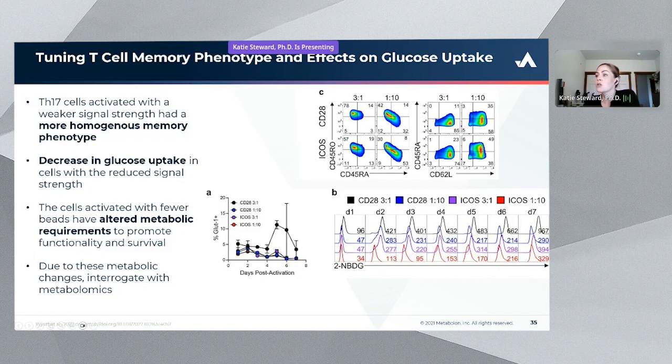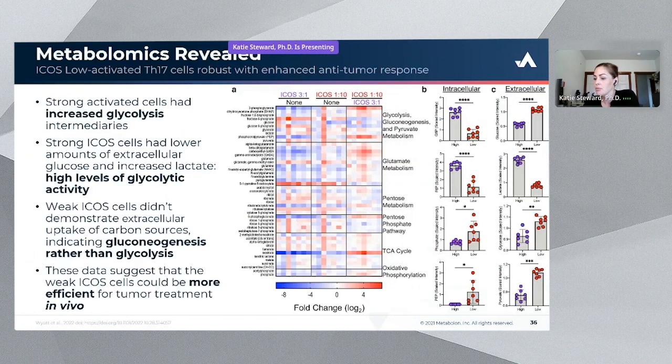Because of these changes in glucose metabolism, they wanted to dive a little bit deeper and really characterize those changes. So they went with metabolomics. Global metabolomics was performed on these weakly or strongly activated cells, and you can see that the strongly activated cells had an increase in glycolysis intermediates. On the heat map, comparing our strongly activated cells to not activated, or our weakly activated cells to our strongly activated cells, you can see higher amounts of those glycolysis and glucose intermediates.